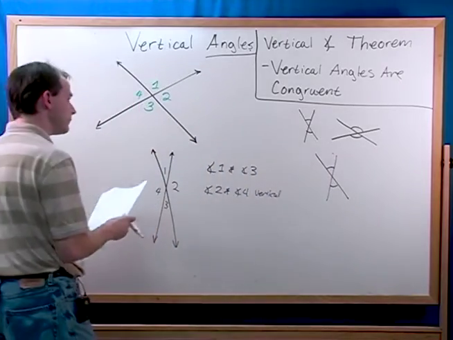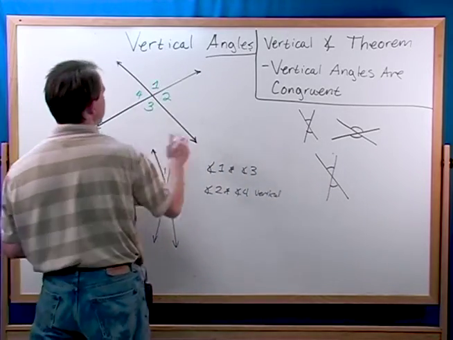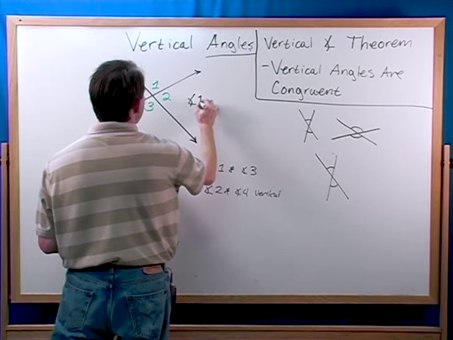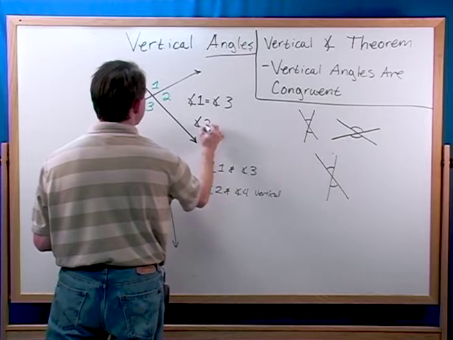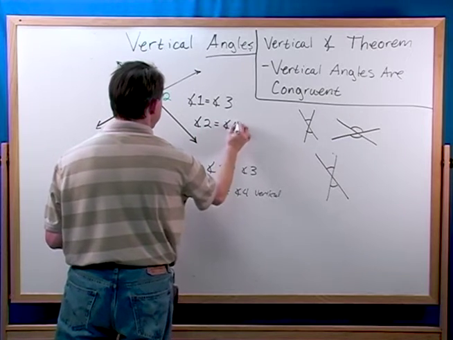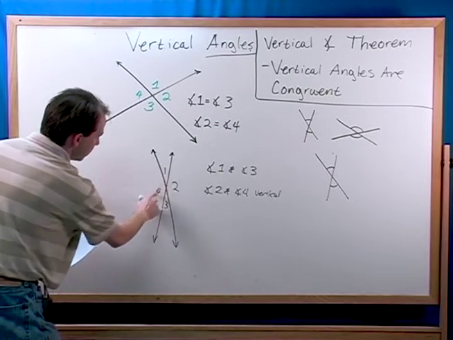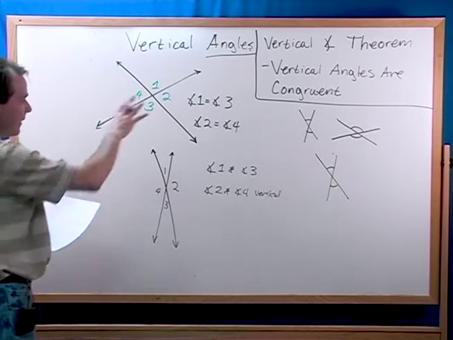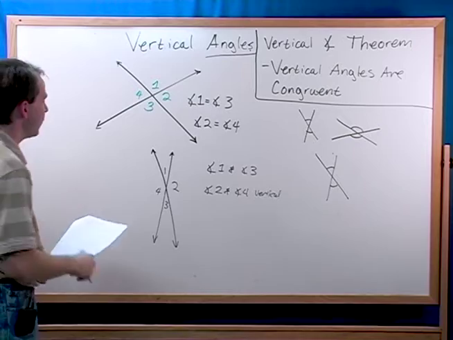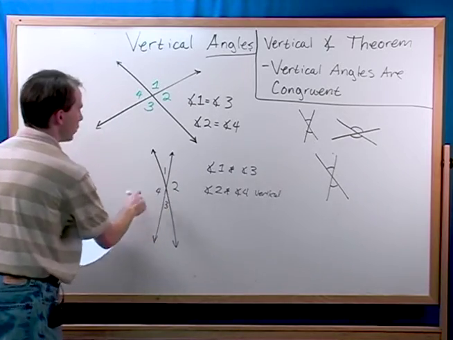Okay, so like we said here, angle 1 is equal to angle 3, and angle 2 is equal to angle 4. We've said nothing about the relationship between 1 and 4. We haven't said anything about that as far as the vertical angle theorem. We're just saying that 1 and 3 are equal, 2 and 4 are equal.